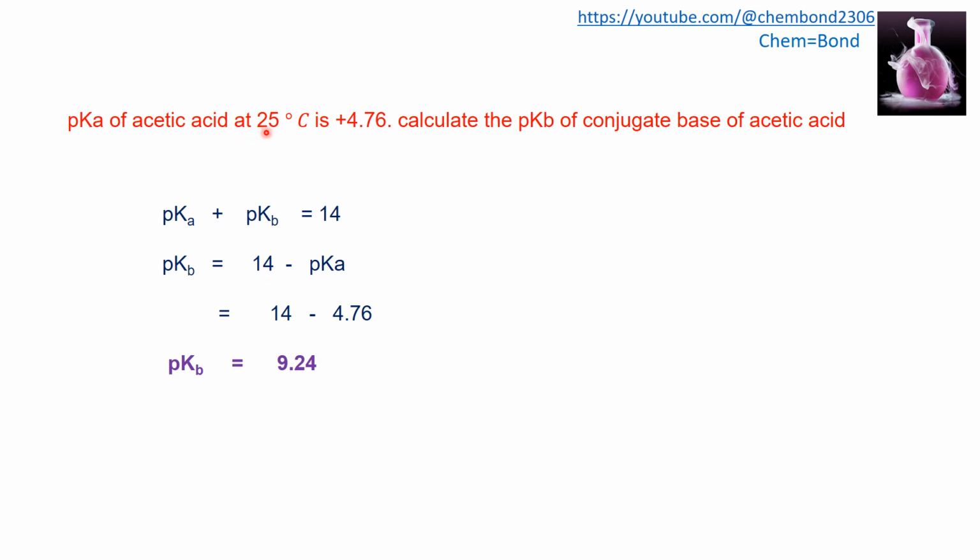pKa of acetic acid at 25 degrees C is 4.76. Calculate the pKb of the conjugate base of acetic acid. We know that the sum of the pKa and pKb is equal to 14. So the pKb is equal to 14 minus pKa. The pKa is given as 4.76, so 14 minus 4.76 will produce 9.24. So pKb is equal to 9.24.